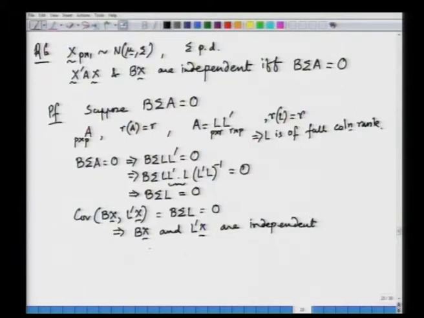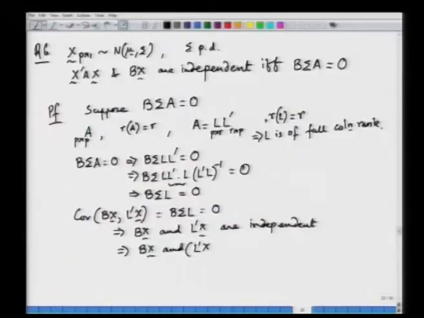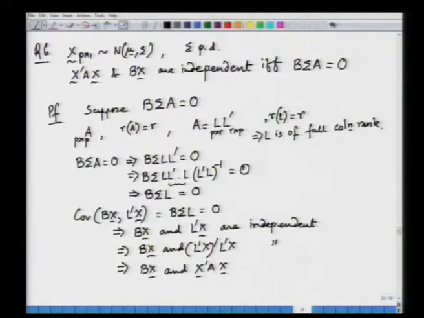If Bx and L transpose X are independent, suppose L transpose X is some Y. If X and Y are independent, I can very well say that X and Y transpose Y are also independent. That is exactly what I am doing here. I say that Bx and L transpose X transpose L transpose X are also independent. But what is this after all? This is nothing but our quadratic form X transpose A X. They are independent.